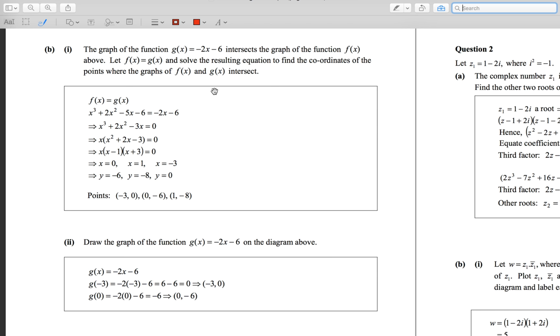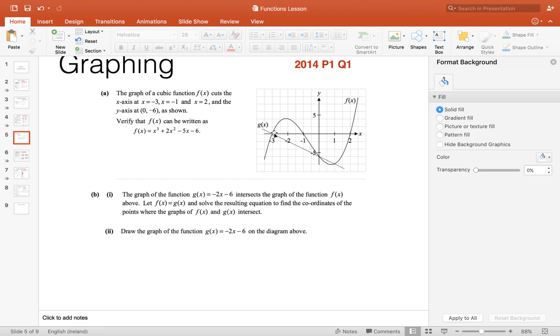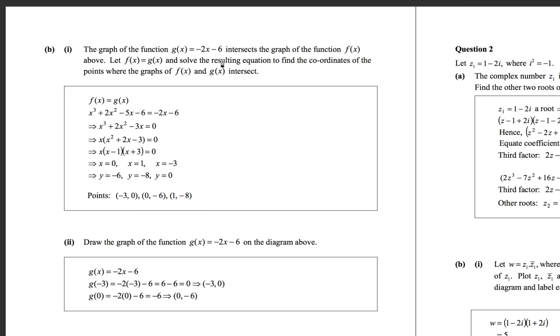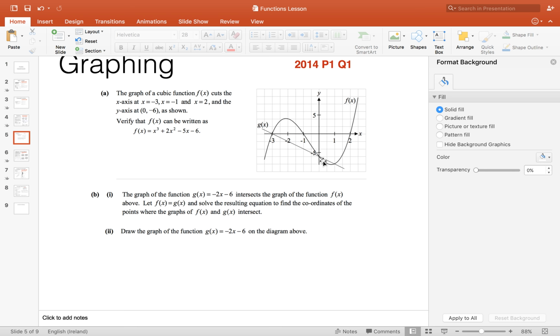Okay, so the next part now is part B. The graph of the function g of x, -2x minus 6, intersects the graph f of x above. We can see that here. Now -2 means it has a negative slope, so it's pointing down. This negative 6 means that's the y-intercept, so it touches the y-axis here at -6.